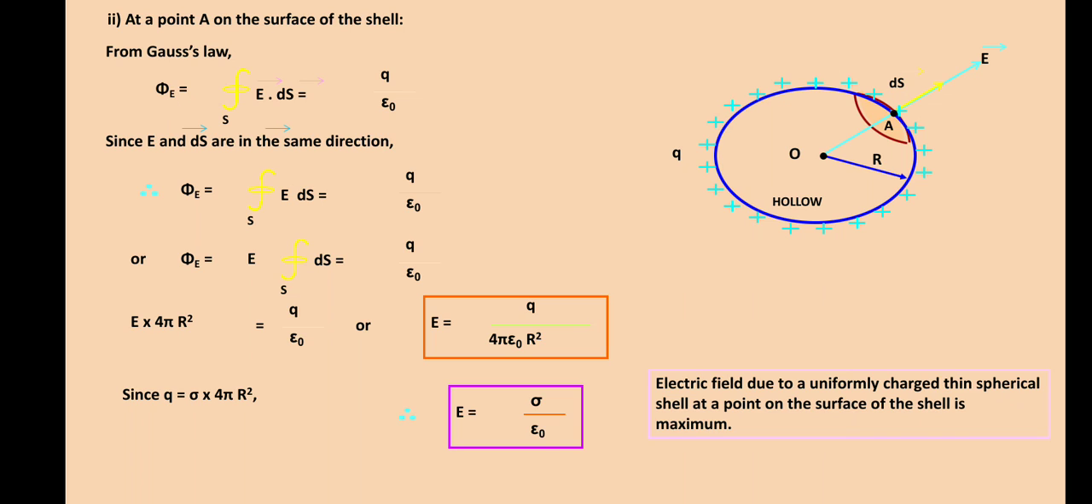Then what happens when a point P is considered inside the shell? So there are three cases we derived. One is outside the shell, another one is on the surface of the shell, the third case is inside the shell. Consider the same hollow sphere which carries the positive charge +q and the radius is capital R.